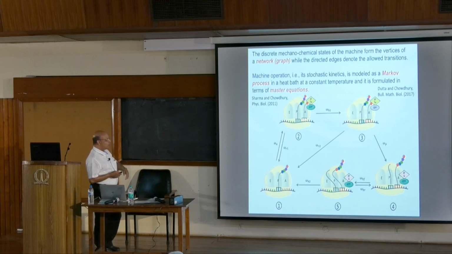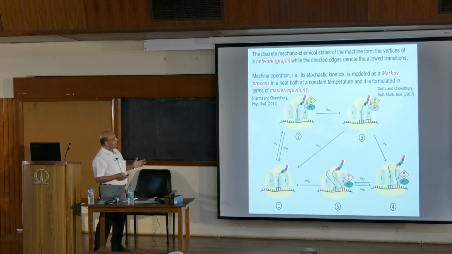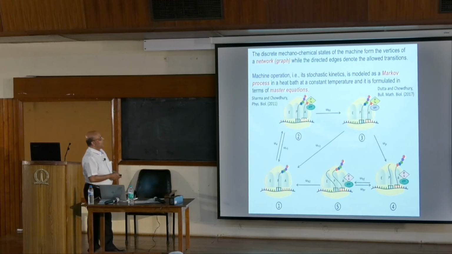So now, how do we describe the time evolution of the states? Well, the discrete mechanochemical states of the machine form the vertices of a network. You can call it a graph, while the directed edges of the graph denote the allowed transitions. That's how we describe the kinetics of the machine. So machine operation, that is its stochastic kinetics, is modeled as a Markov process in a heat bath at a given temperature, because it's the body temperature, and is formulated in terms of a master equation.